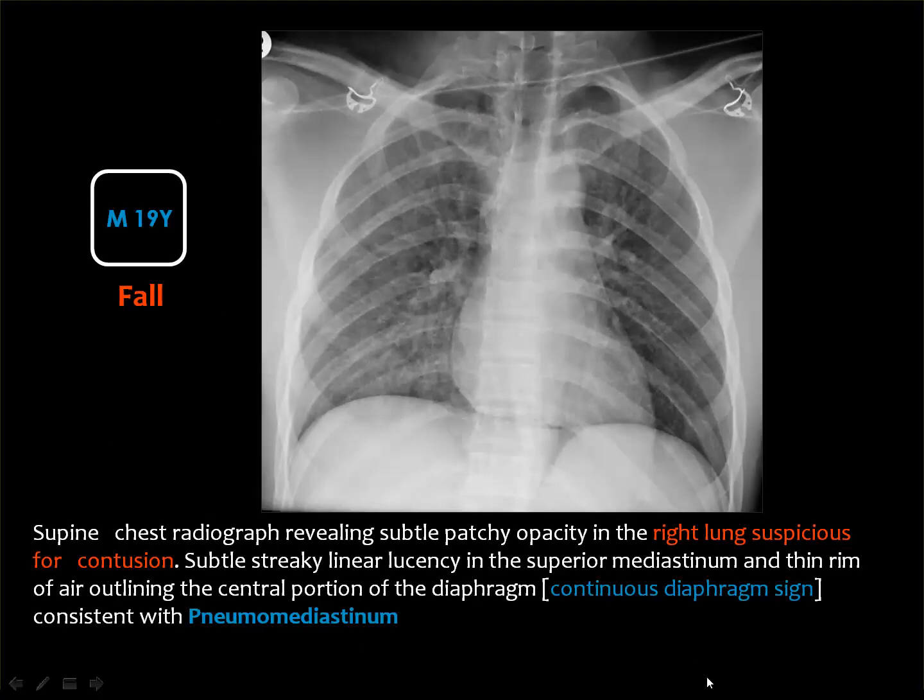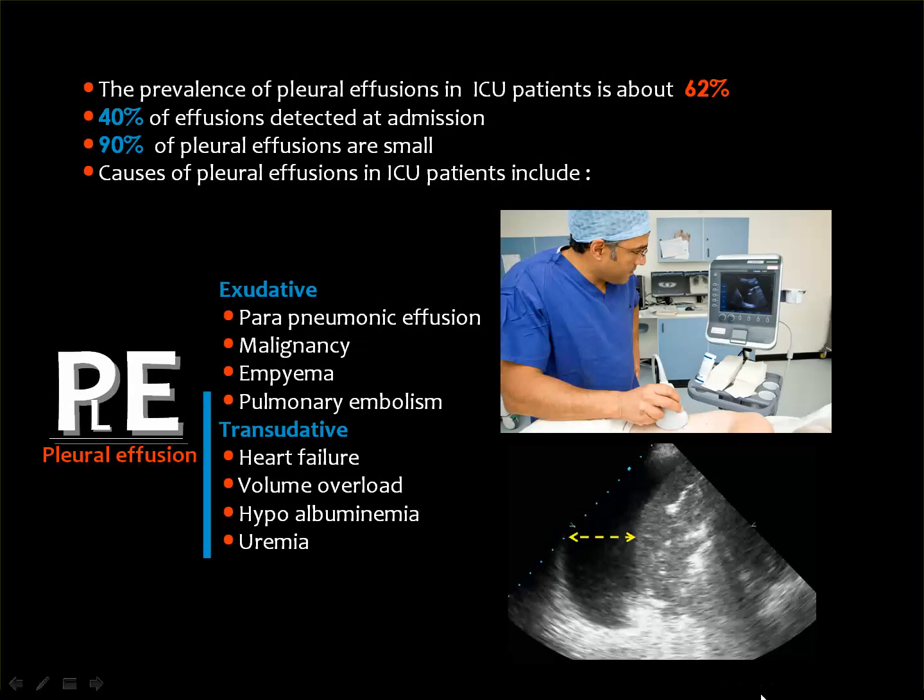And this is a patient who was subjected to a fall, and he got some opacification in the right lung, which is attributed to pulmonary contusion. And in this example, you can easily appreciate the sign which is known as the continuous diaphragm sign, supportive of pneumomediastinum.